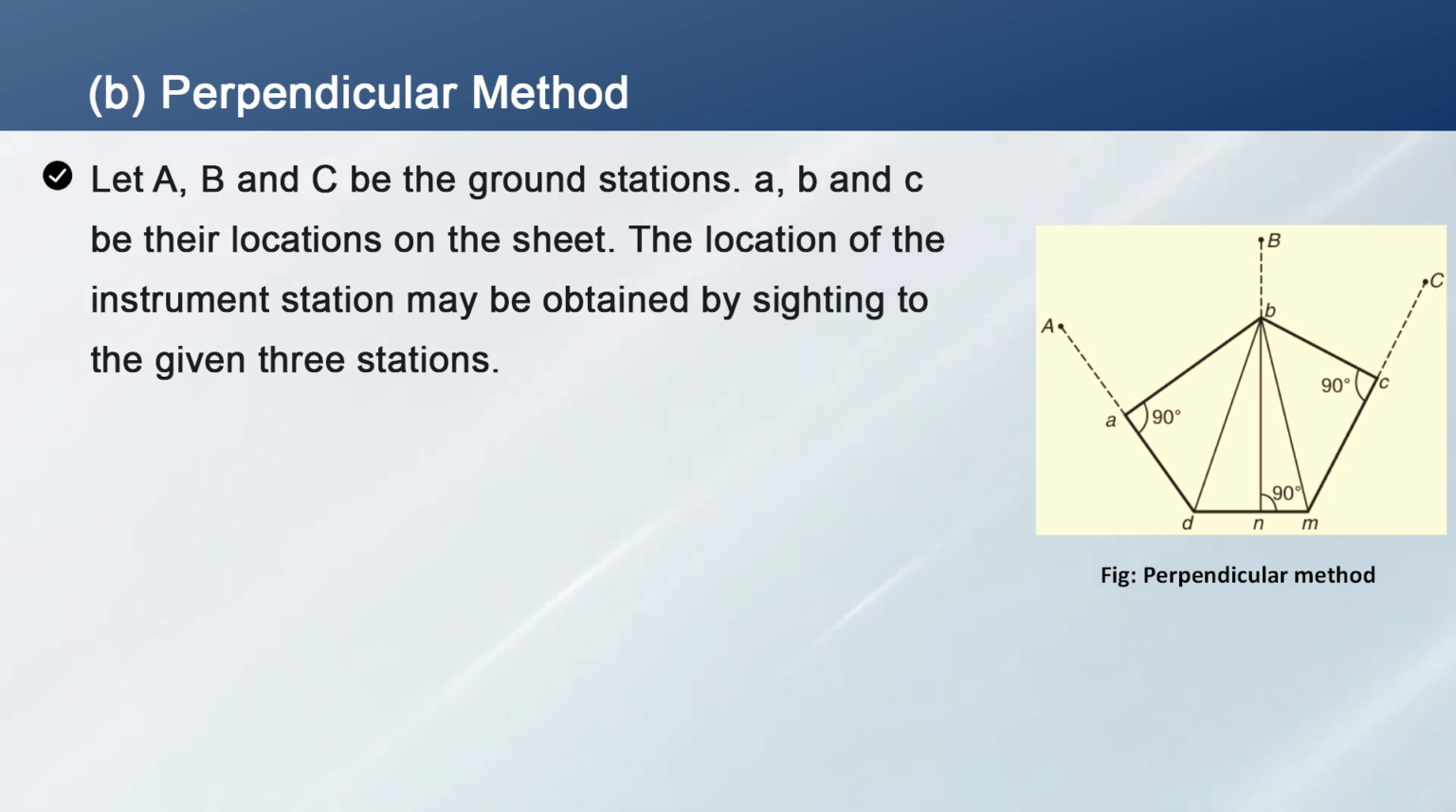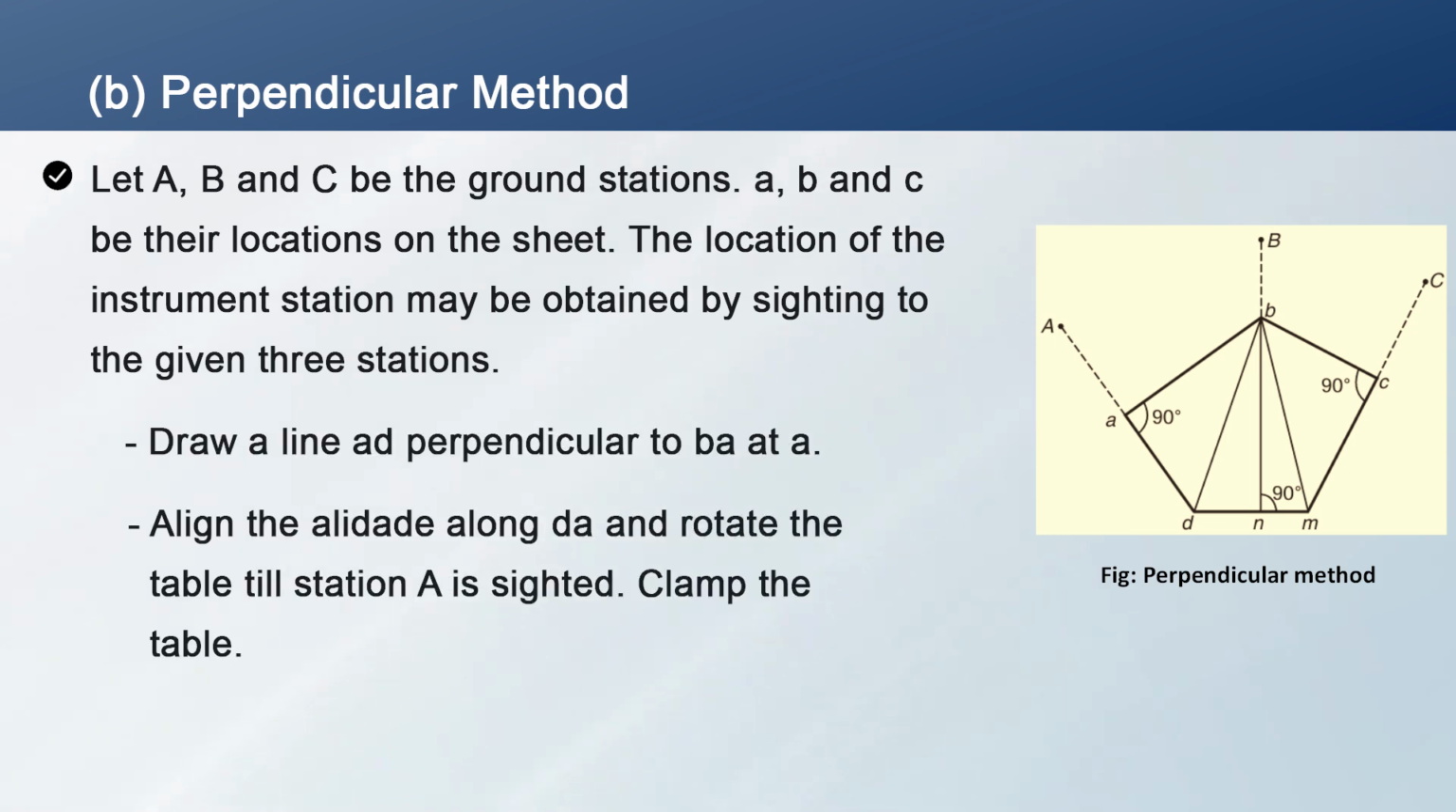Next is the perpendicular method. In the perpendicular method, let capital A, B be the ground stations and small a, b, c be their locations on the sheet. The location of the instrument station may be obtained by sighting two or three given station points. Let's go to the procedure. Draw a line small ad perpendicular to small ba at a. You can see it in the given figure.